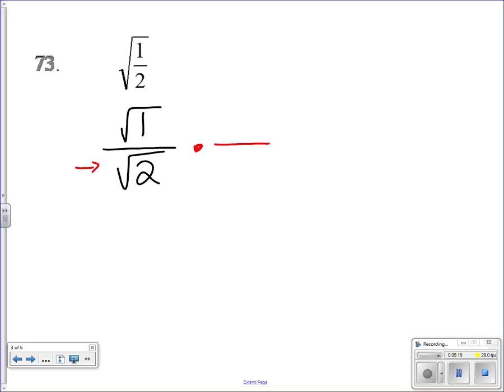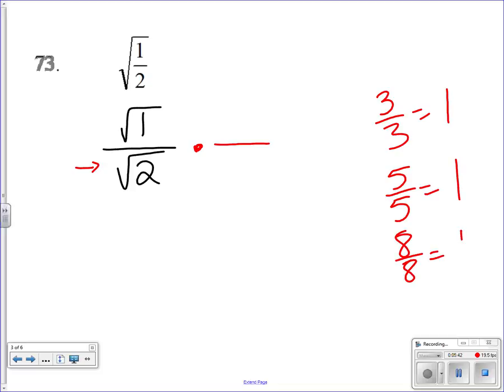Well, just over to the side for a moment, if I was to have this number, let's say 3 divided by 3. Well, 3 divided by 3 is simply just 1. That doesn't really change anything. What about 5 divided by 5? That is also the same thing as saying 1. 8 divided by 8, again, same thing, 1. Anything, really, divided by itself just comes out to be 1.